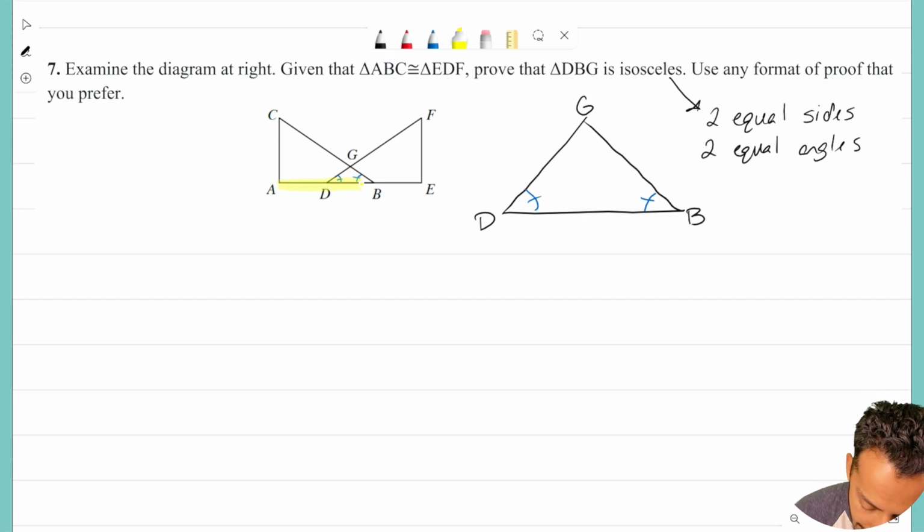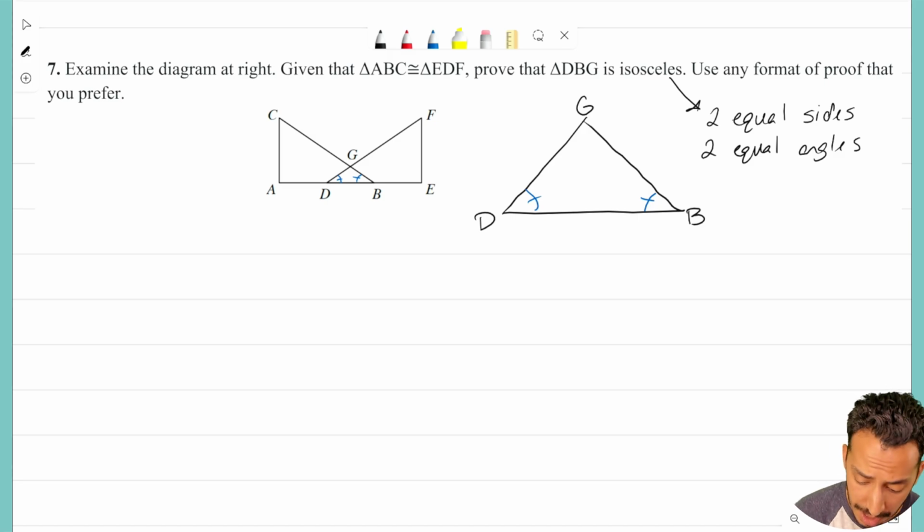I know those angles are equal because the larger triangles, triangle ABC and triangle EDF, are congruent, which means the respective angles have to be equal. That means angle A is equal to angle E. It also means angle C is equal to angle F. And then finally in the middle you see angle B equals angle D. Those are the 2 angles I'm focusing on. I know for a fact that they are equal.